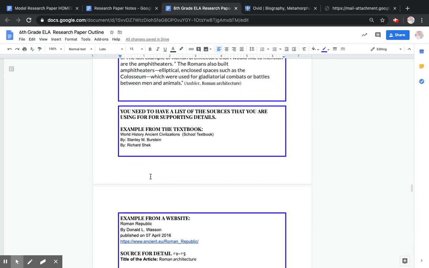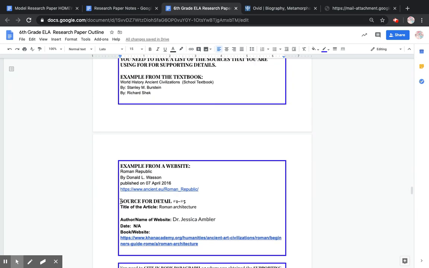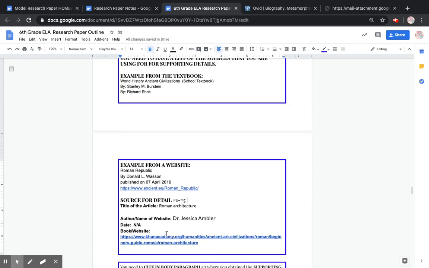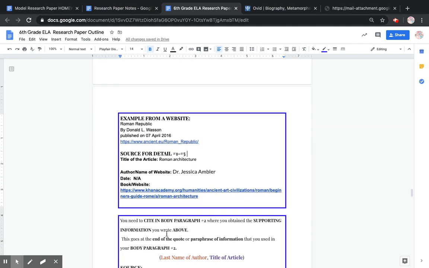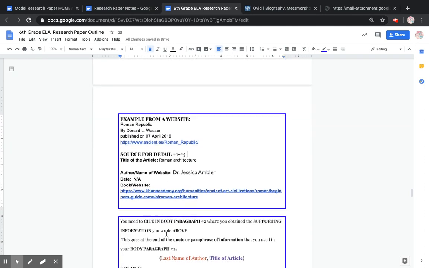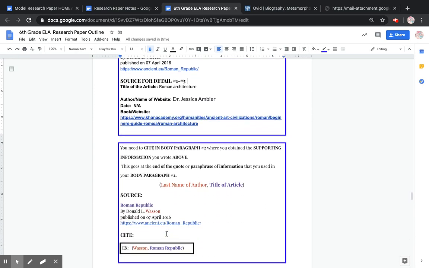Now, what I wanted to show you about this was this right here: the source for detail. You'll notice that on your sheet it says source for detail for number 1, number 2. I did so many, and they were all from the same source. So you can retype it and put source for detail number 1 through 5, so that you know all those details came from Dr. Jessica Ambler. You don't need to type out the same thing 5 different times. That's insane. So you don't have to do that.